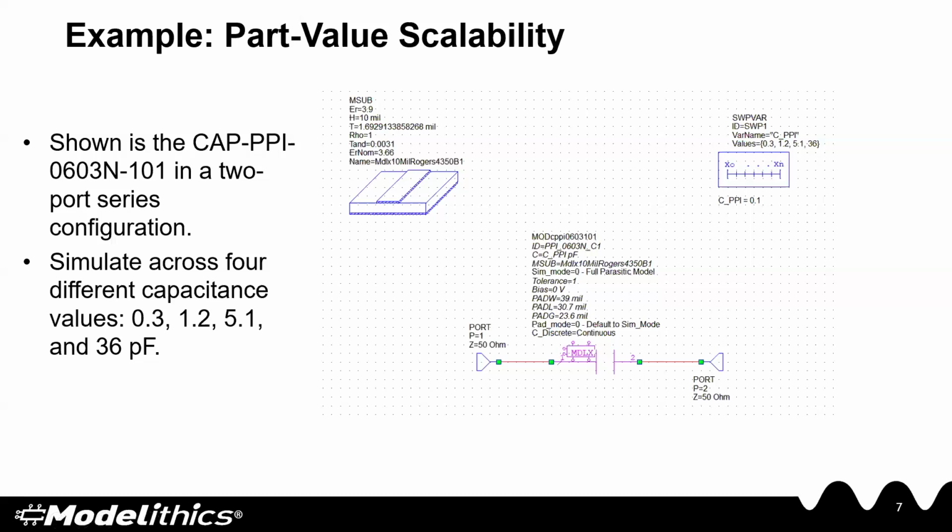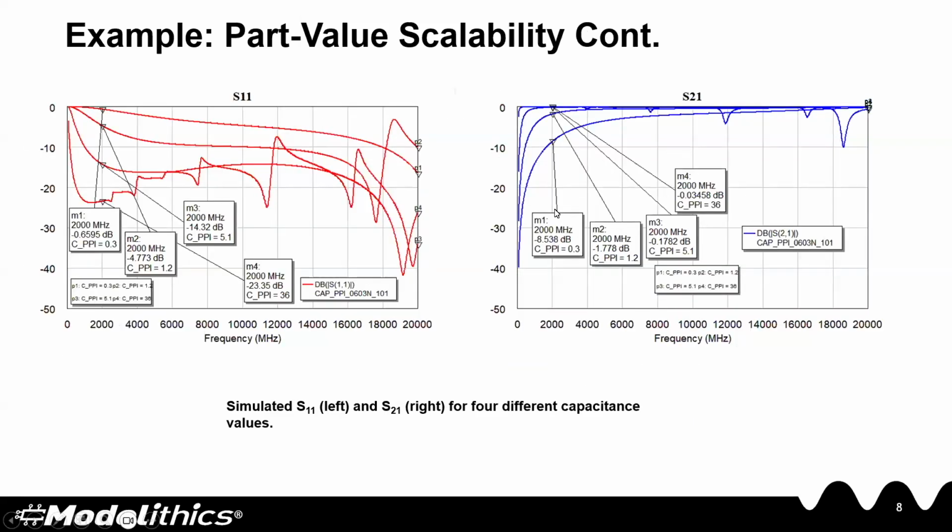So let's talk about a simple simulation example to demonstrate part value scalability. So this is a model for a capacitor series from Passive Plus. And here we have this set up in a 2-port series configuration. And in this case, what we'll do is we'll simulate across 4 different capacitance values, 0.3, 1.2, 5.1, and 36 picofarads. And here are the results of that simulation.